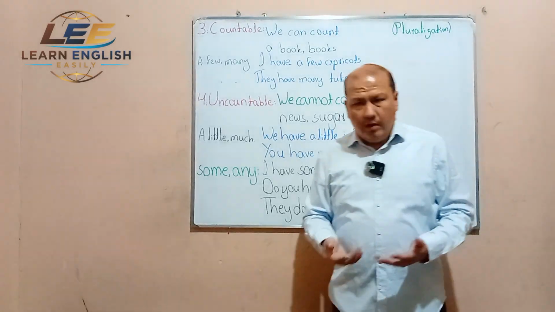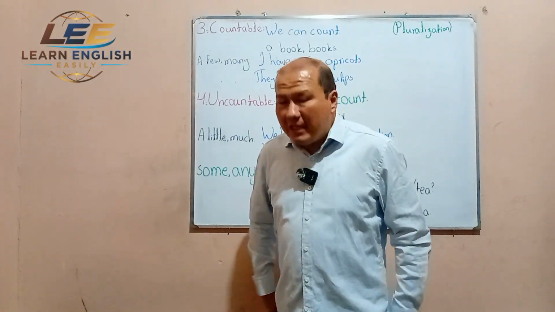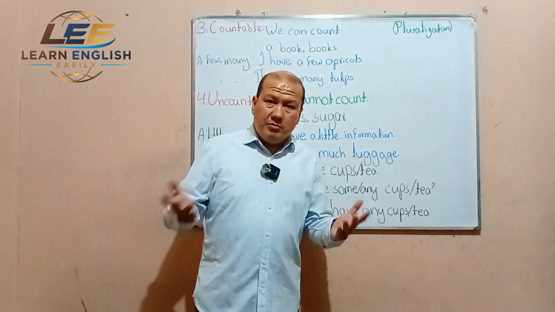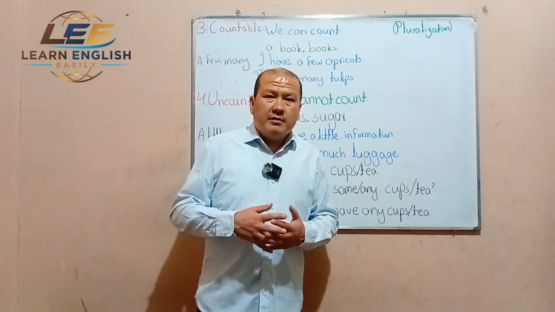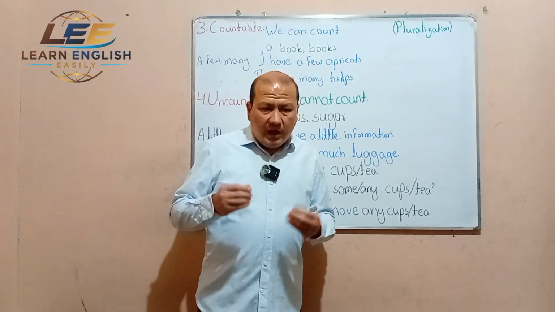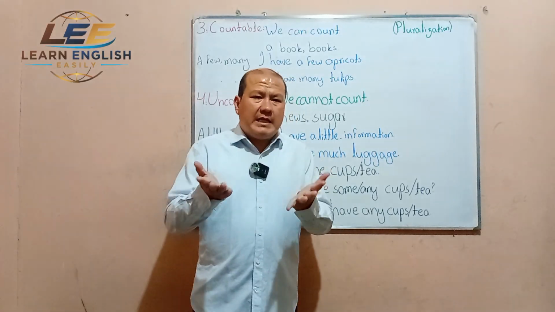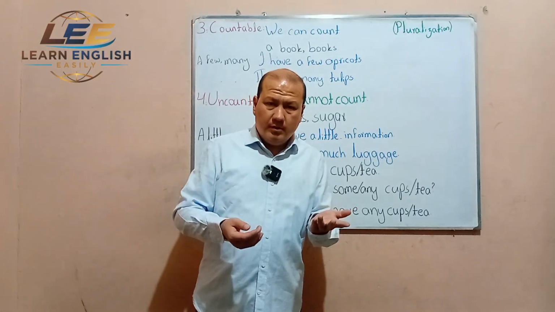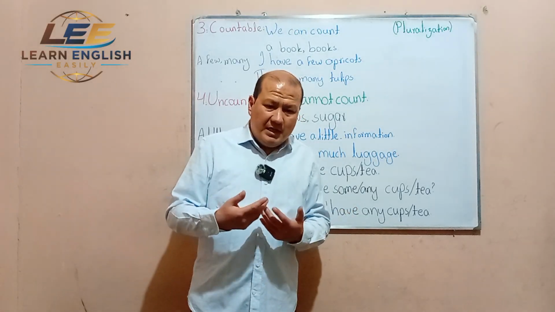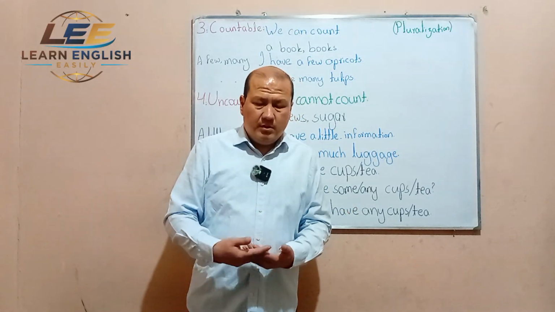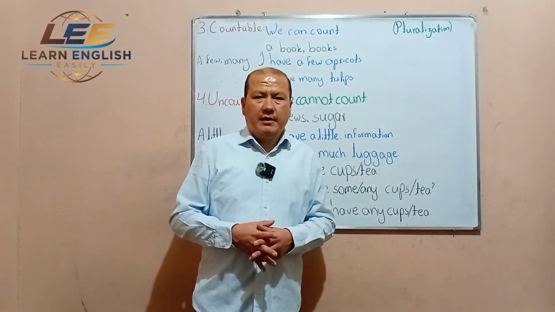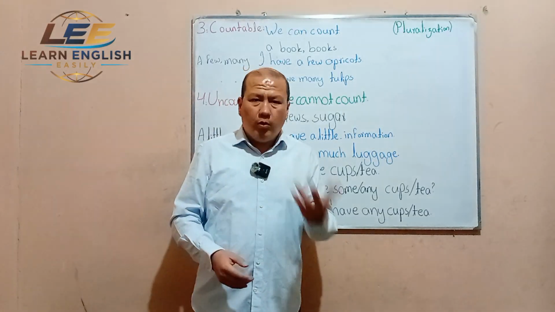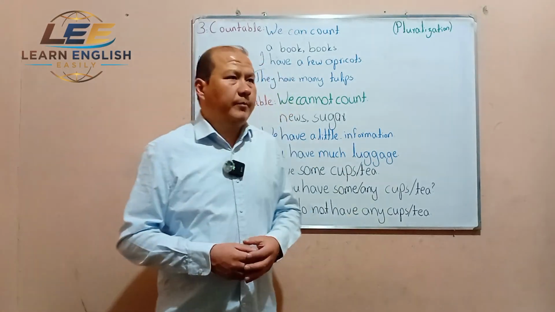Either they are naturally uncountable, really uncountable, like beauty, like intelligence, these kinds of things, or we grammatically consider them uncountable, like rice, like sugar. It's not that rice is naturally uncountable, but we consider it uncountable. So uncountable nouns are either naturally uncountable or grammatically uncountable.